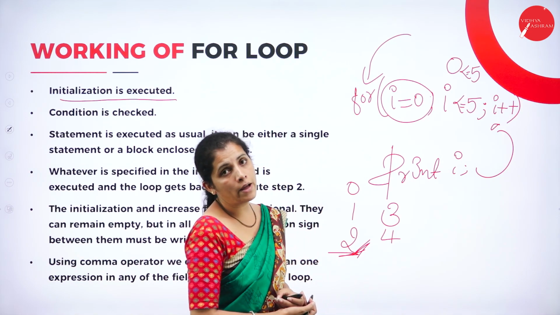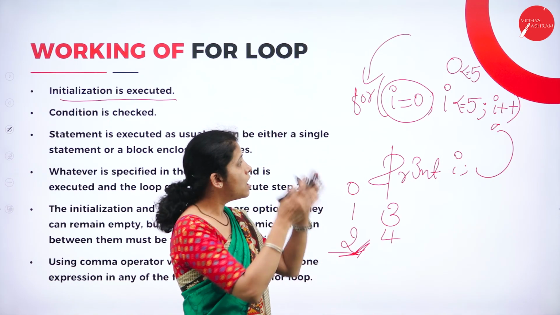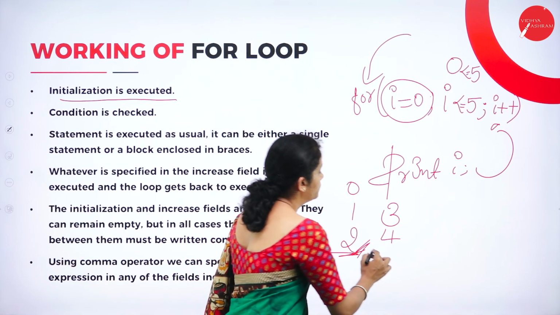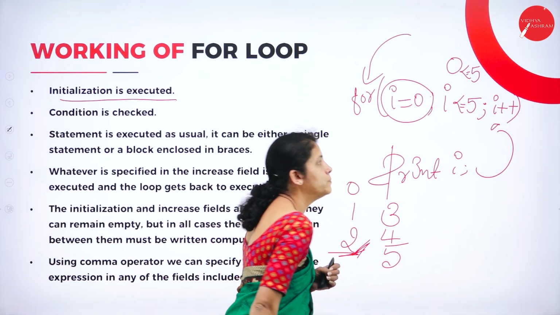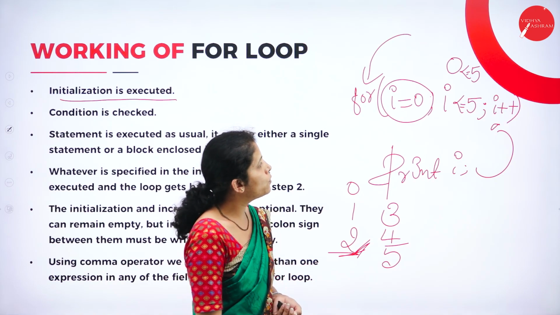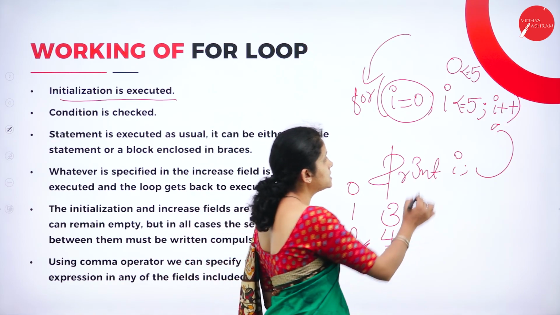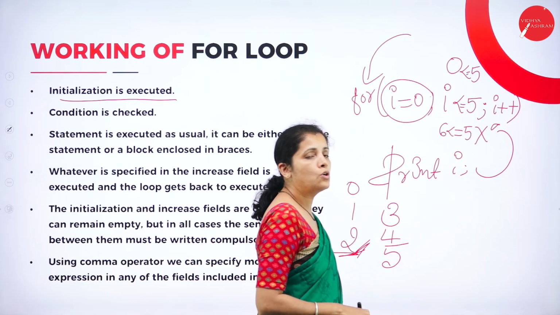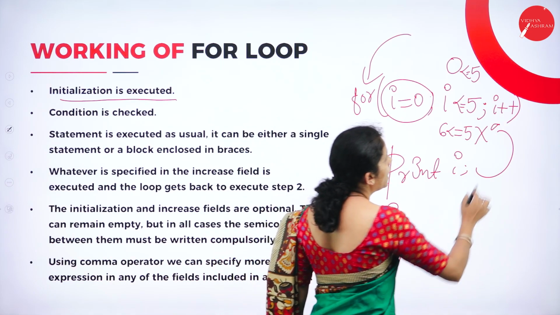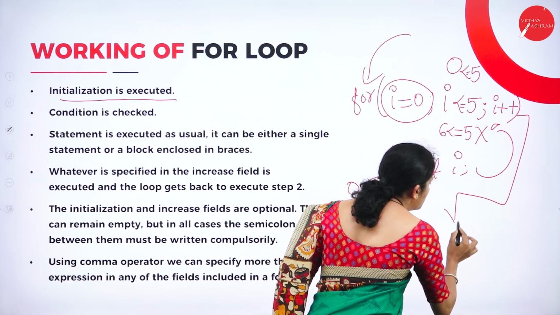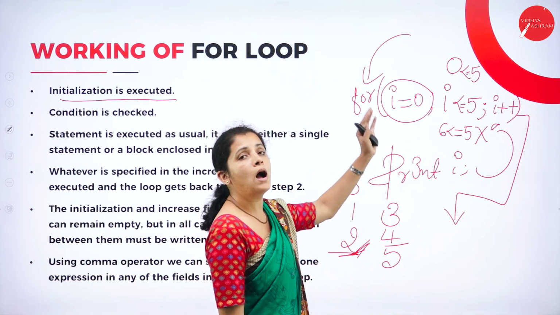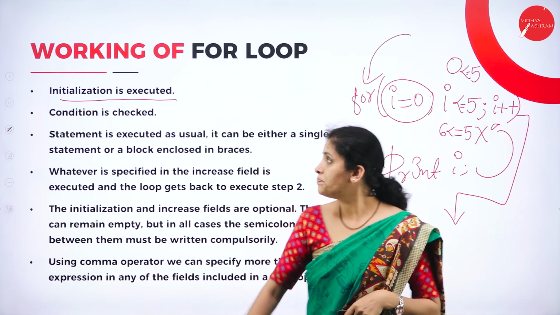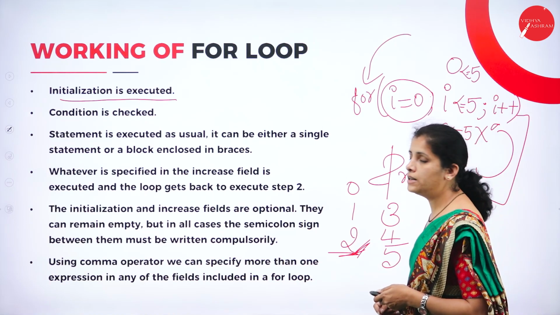I is 5. 5 less than or equal to 5. It is true because 5 is less than or equal to 5. Both conditions are true. So I'm going to get the output 5. Now I is going to increment by 1. Now I is 6. 6 less than or equal to 5. The condition is false. So the for loop is going to come out from this block. So this is the way the for loop is going to work.